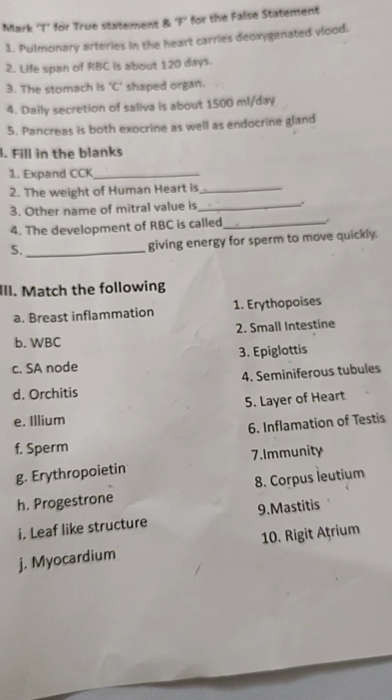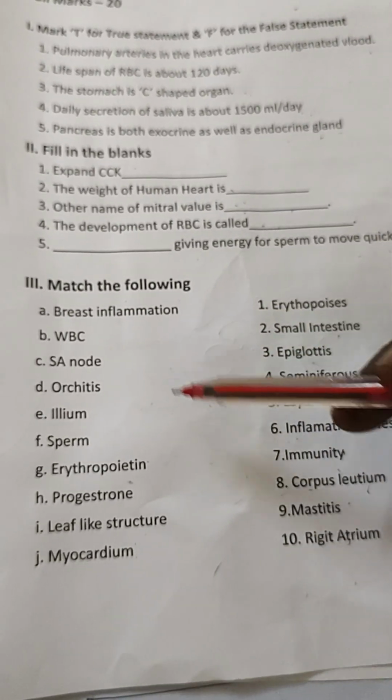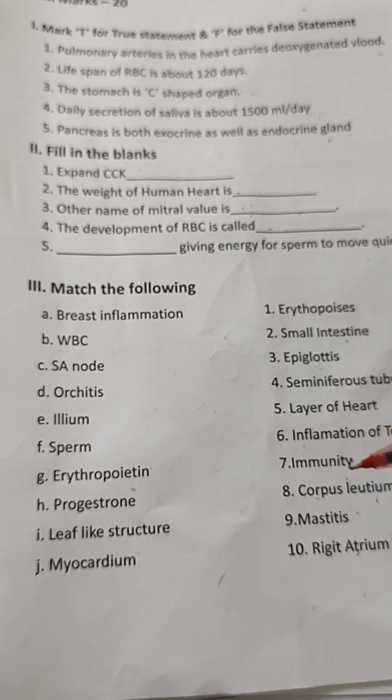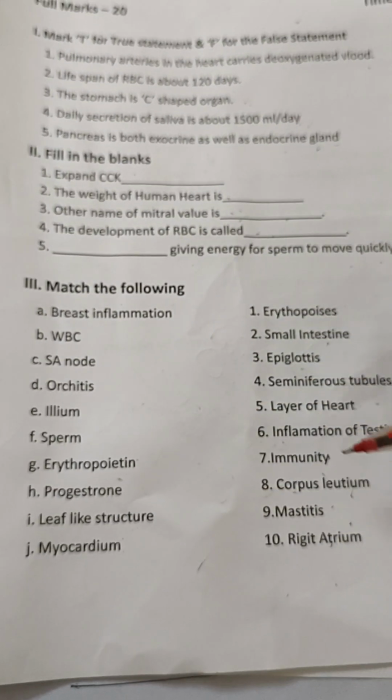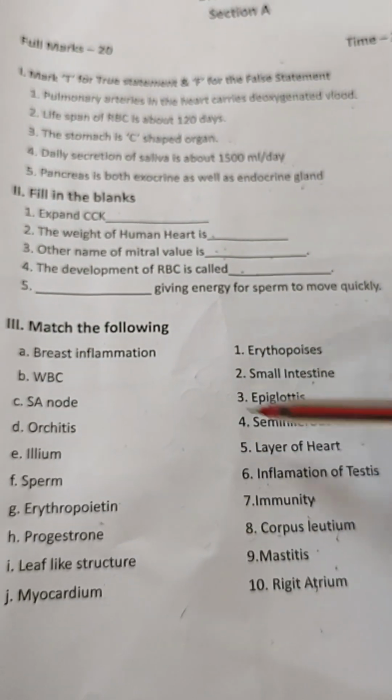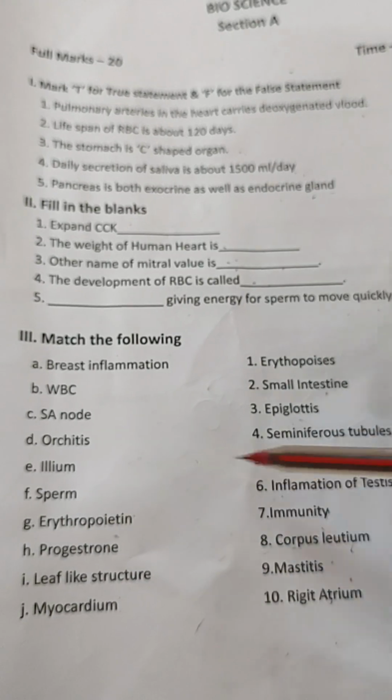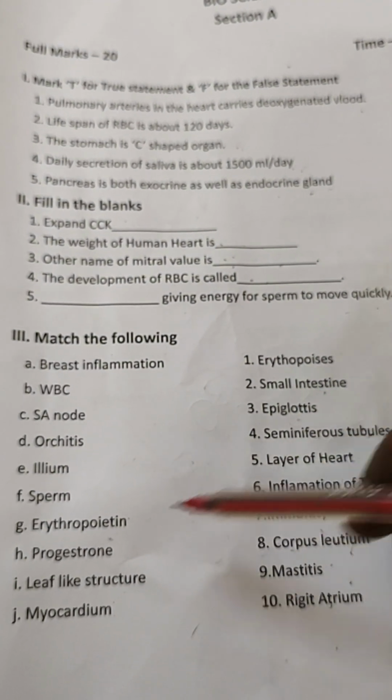Fructose gives energy to the sperm to move quickly. Breast inflammation, mastitis. WBC, immunity. SA node is present in the right atrium. Orchitis, inflammation of the testis. Ileum, it is part of the small intestine. Sperm is developed in the seminiferous tubule.